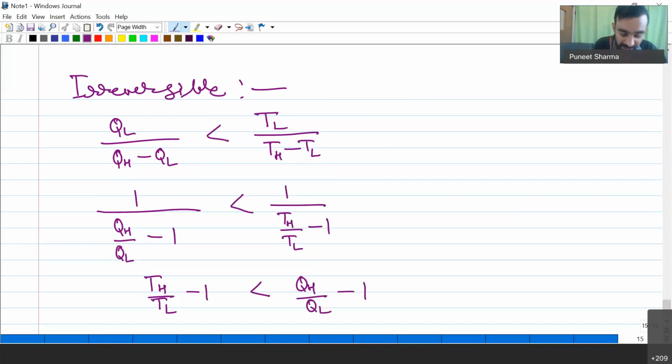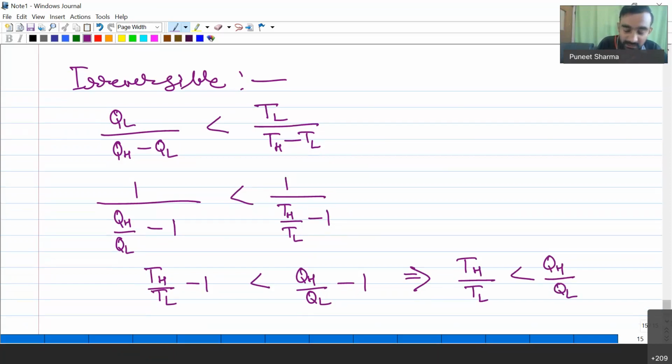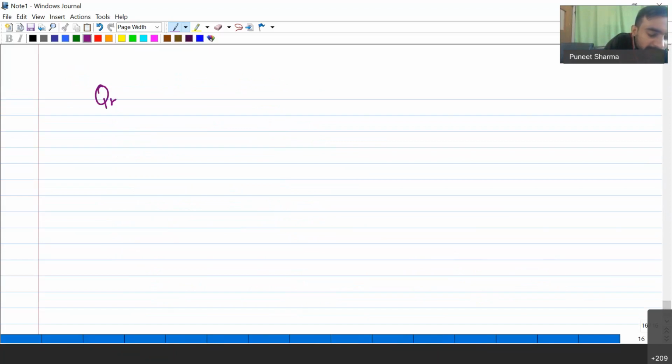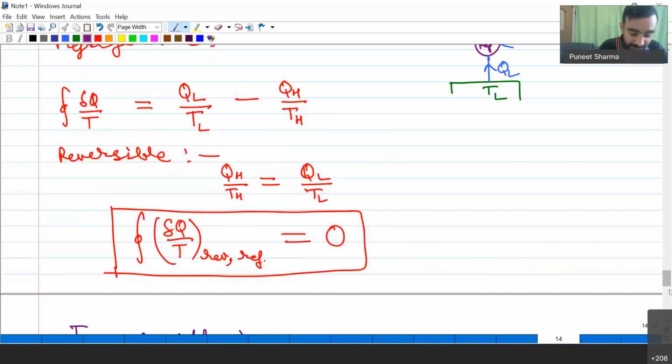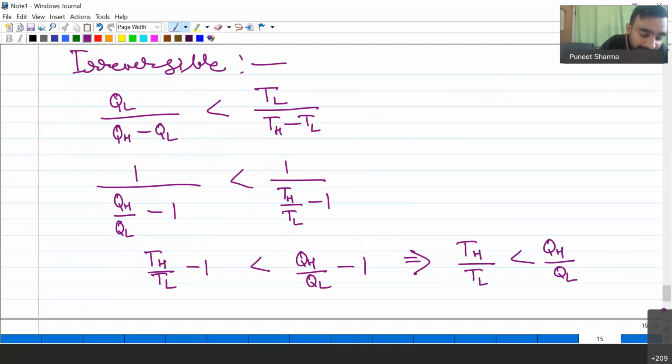So minus 1 once again will cancel out, and finally I will find that TH by TL is less in comparison to QH by QL, and ultimately I will find that QH by TH is greater in comparison to QL by TL. So this we will find for our irreversible refrigerator. So now if you see the Clausius inequality, obviously once again, in order to differentiate between the reversible and irreversible, let me use over here the symbol Q dash L.